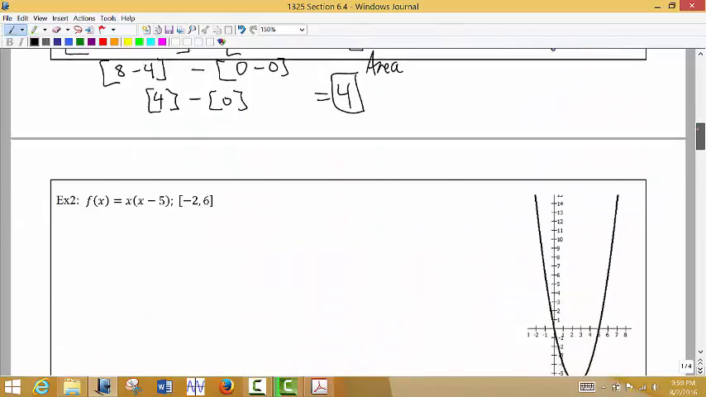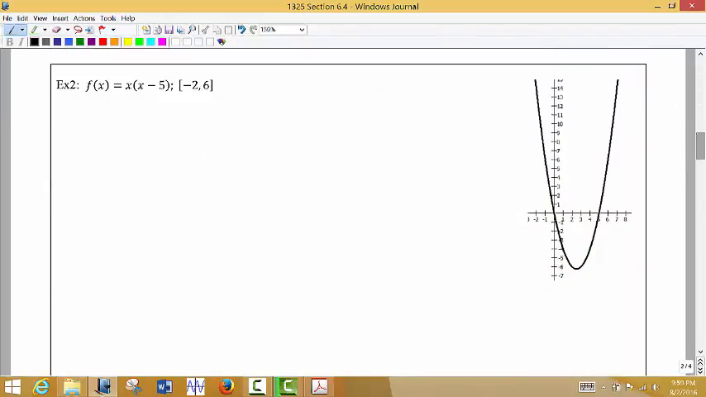All right, so let's look at the next example. The next example is really interesting because we have this curve. So this is not one of those nice, neat shapes, and I've already graphed it over here for you. We have this curve, and we want to find the area between the x-axis and the curve from -2.